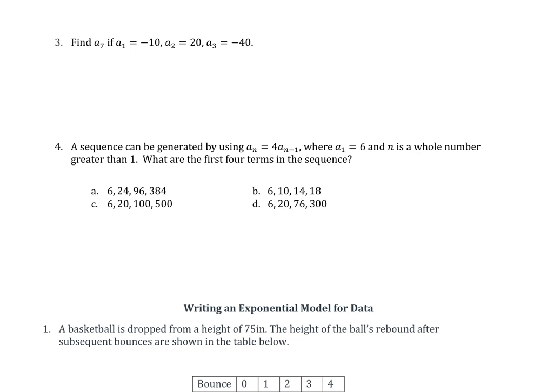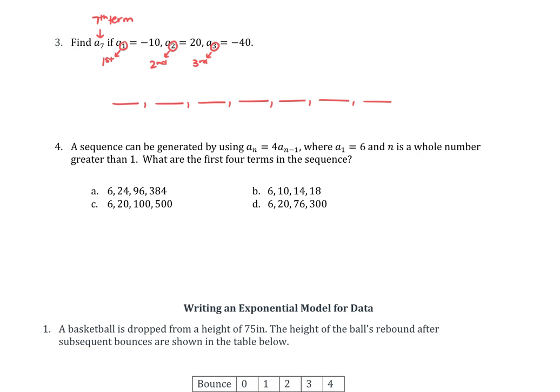Number 3, it says find A7 if A1 is negative 10, A2 is 20, and A3 is negative 40. So remember, this little number as a subscript tells me what term that is. So this is telling me the first term, this is telling me the second term, and this is telling me the third term. And since it says find A7, we want the 7th term. So first thing I'm going to do is create 7 blanks. And I know that once I fill that last blank, I have my answer.